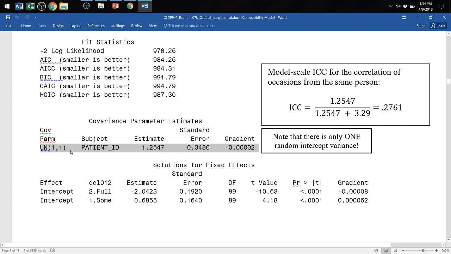That's actually the third thing, but we've talked about that one before. What does un mean? Unstructured. So it's saying, of the G matrix that's unstructured, what does 1, 1 refer to?